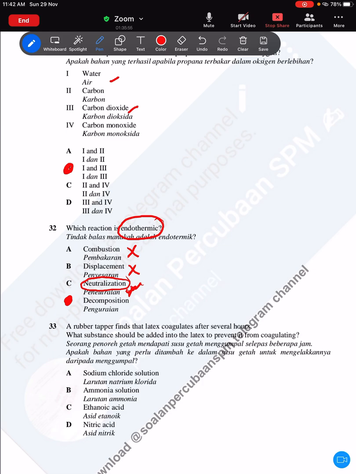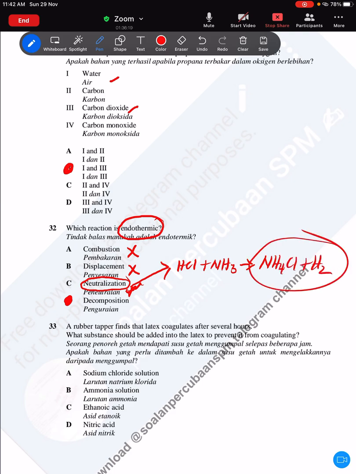Tahu tak yang mana neutralization become endothermic? Do you know? The one like this, HCl plus with ammonia, and it produce ammonium chloride and hydrogen gas. This might become neutralization, endothermic as well. Okay? So never mind, you put as a decomposition.